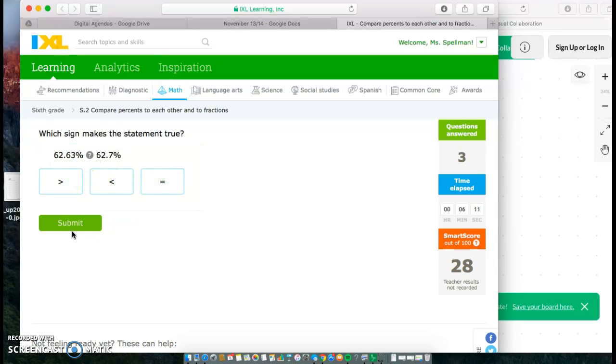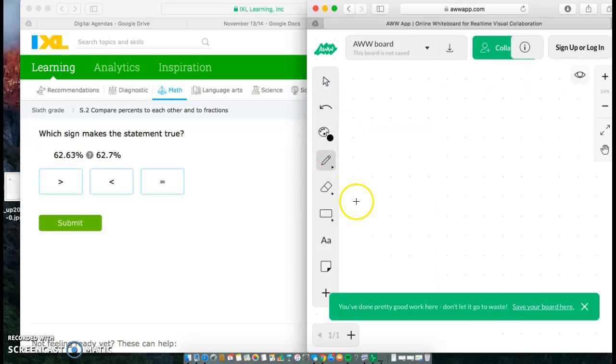Okay, so 62.63% compared to 62.7%. So we have to think about how on a number line, whoa, that's like way wavy. Okay, we'll work with it.